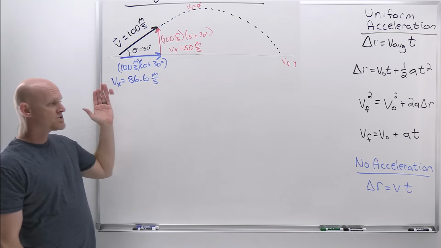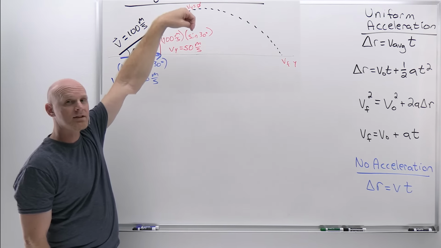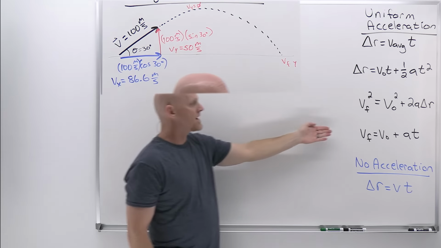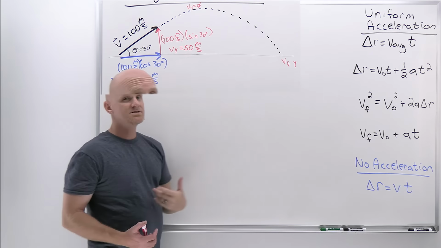But again, in the x dimension, there's no acceleration, only one equation. In the y dimension, we have gravity constantly acting downward, and we've got a suite of equations for how to deal with uniform acceleration. That's the deal.